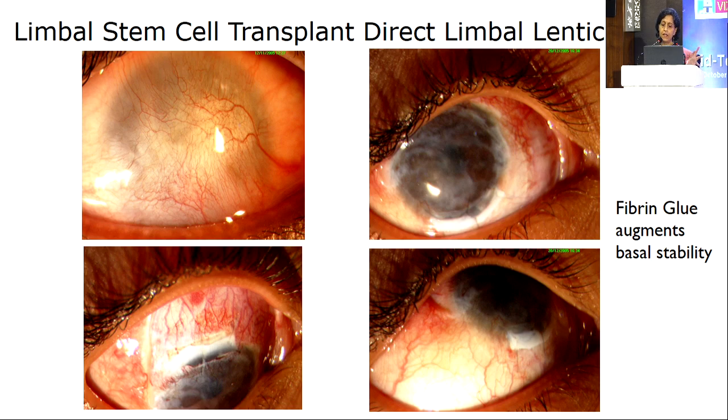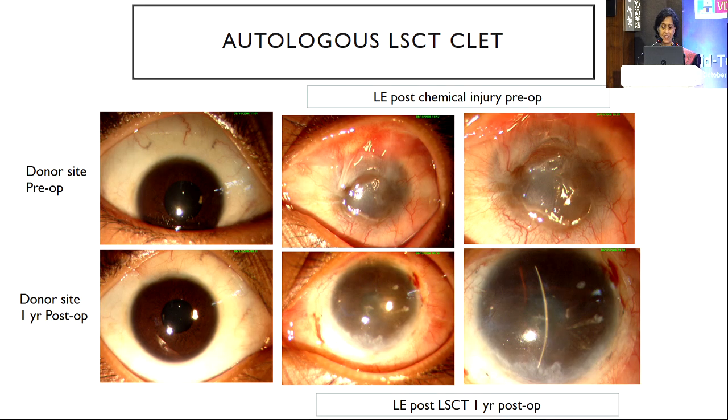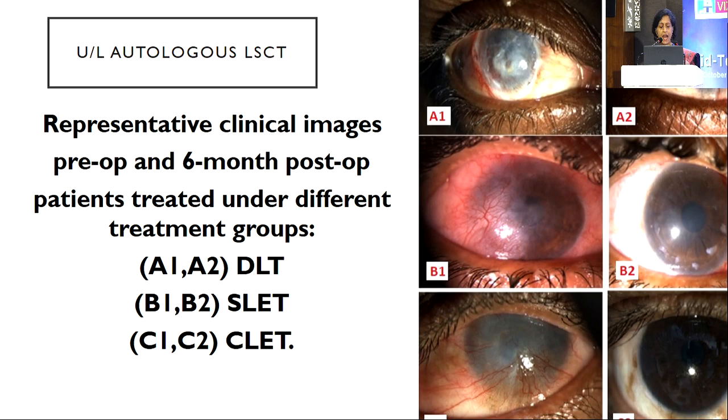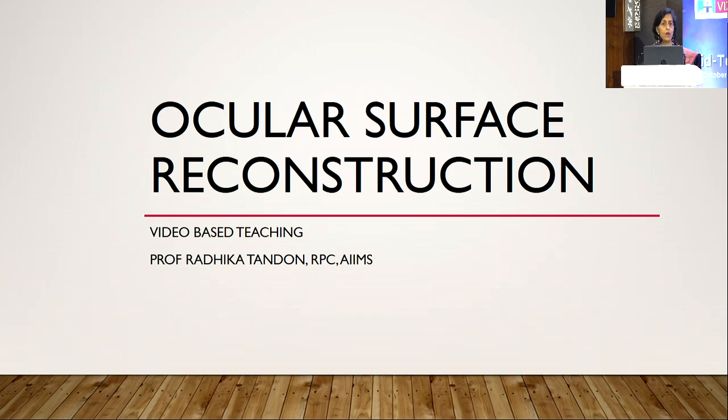However, don't forget that limbal stem cell direct lenticule has been missed out in a lot of the studies. And as I said, fibrin glue augments the stability. So we have done an RCT comparing the direct lenticule transplant as well. There are a few representative images, and here again you see that even direct lenticule is a good option. The benefit there is you're not de-epithelializing the surface, so you're not making the whole area raw, but it takes a little bit longer time to restore itself.